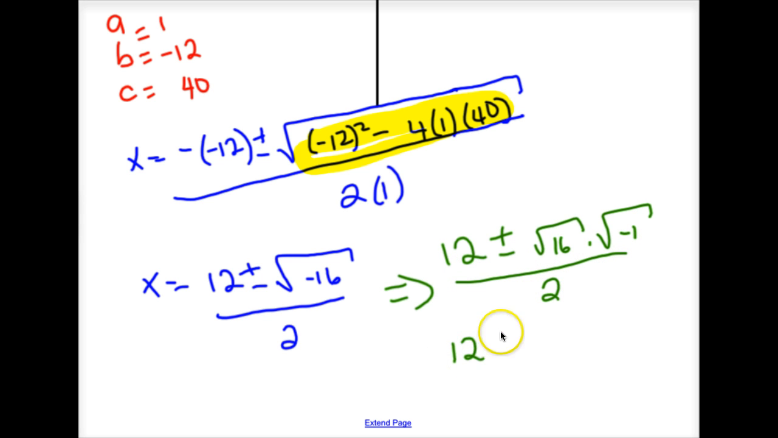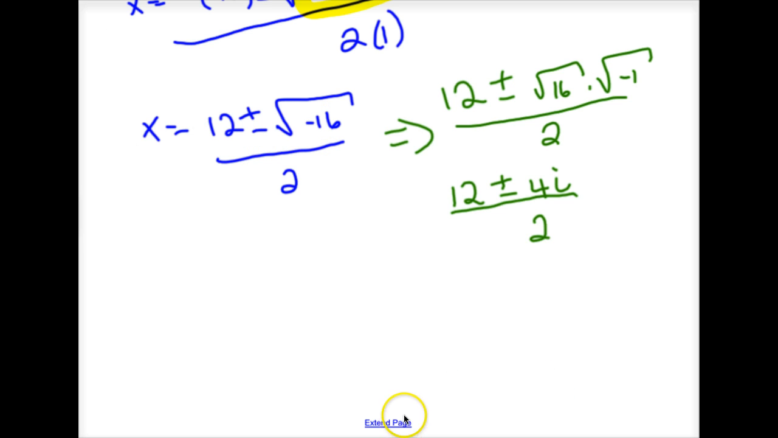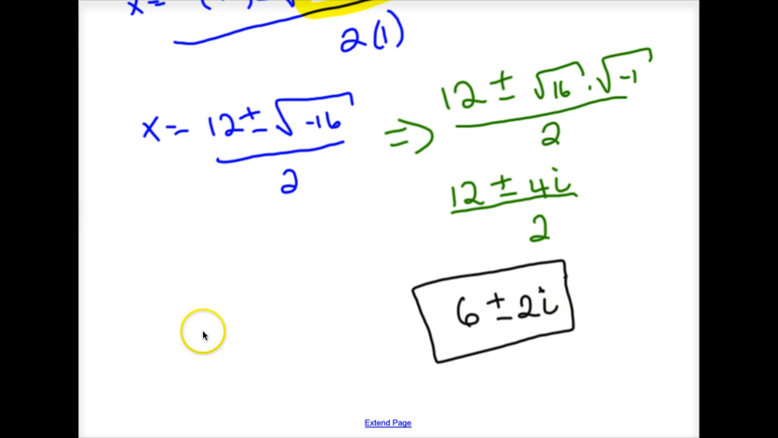This is 12 plus or minus 4i. The square root of 16 is 4. The square root of negative 1 is i, over 2. And then in simplest form, I can break this down even more as 6 plus or minus 2i. And this is my final answer.